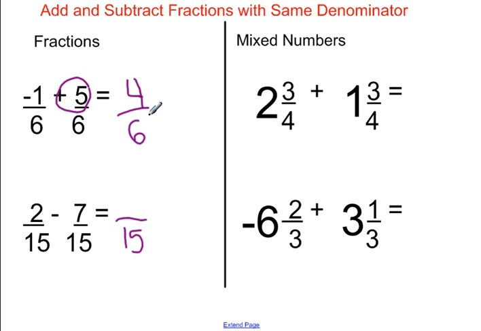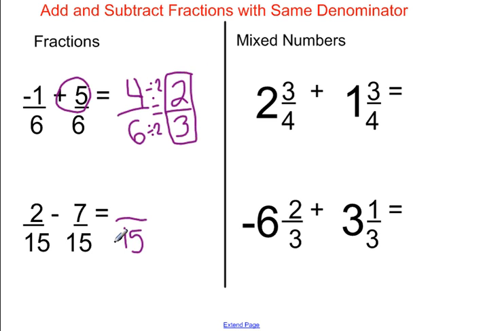Now in 7th grade math, 4/6 is not a good enough answer. It's not wrong, but it could be better, and it can be better by reducing it. I notice that 4 and 6 are both even, so I'm going to divide the top and bottom by 2, which will give me a final answer of 2/3.